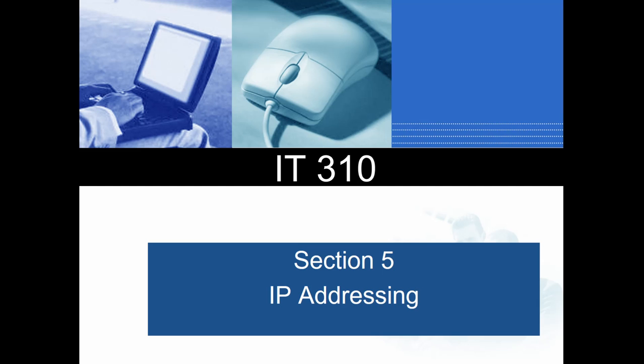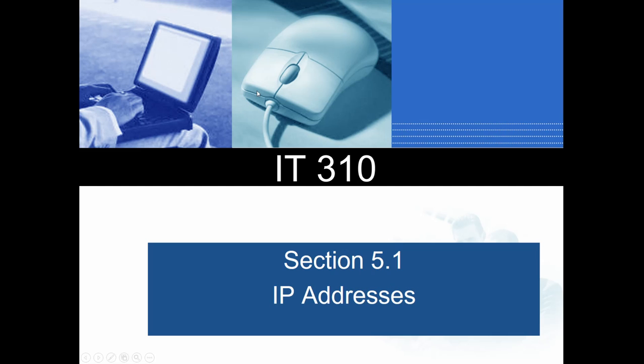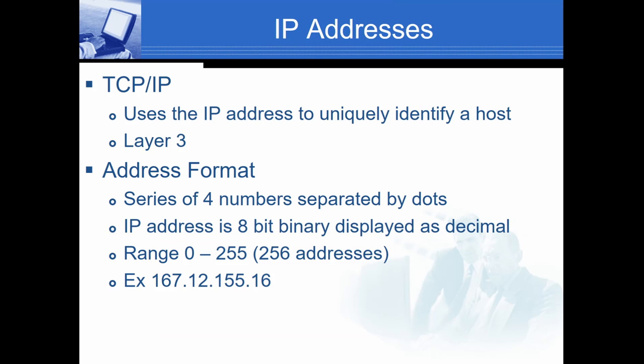In this lesson, we're going to talk about Section 5, as I like to call it, or Chapter 5 in TestOut, whatever you prefer to call it. This is going to be on IP addressing and the many aspects that you can see. So we're going to talk about IP addresses first. Basically, we're using TCP/IP, and that's going to be something that totally uniquely identifies a host, and that's based on layer 3, the network layer.